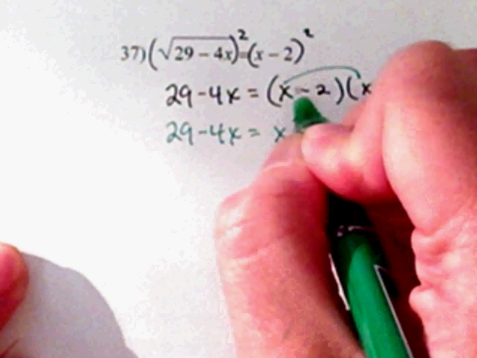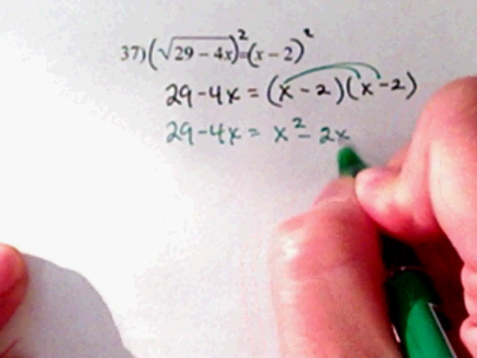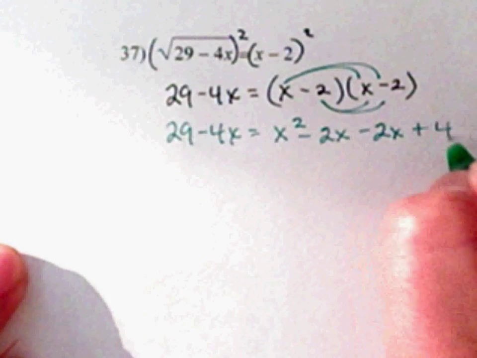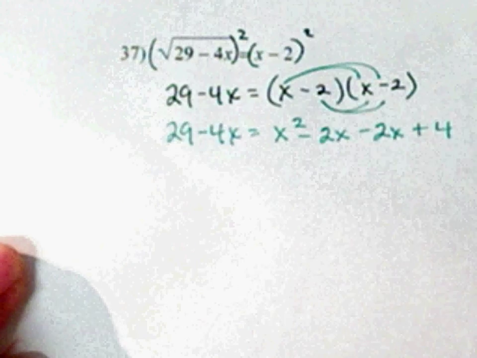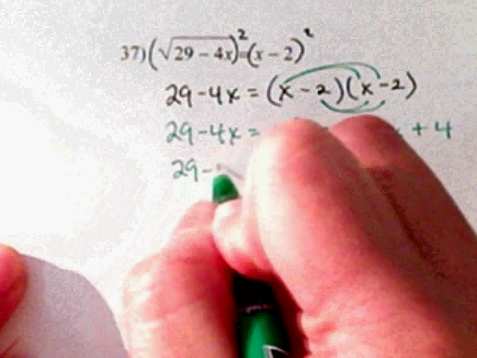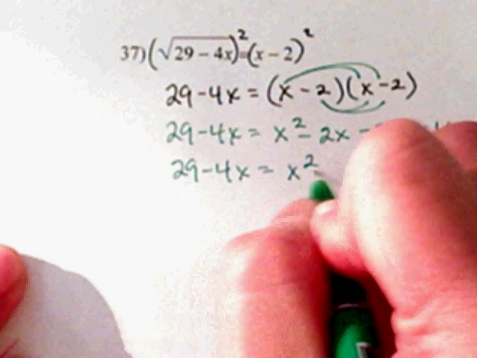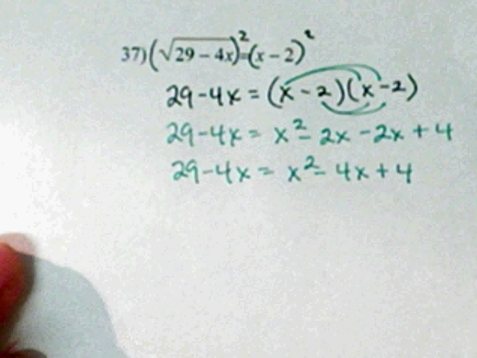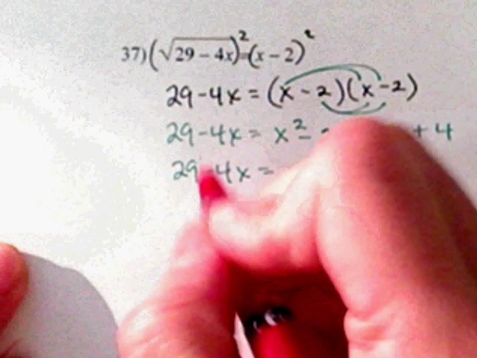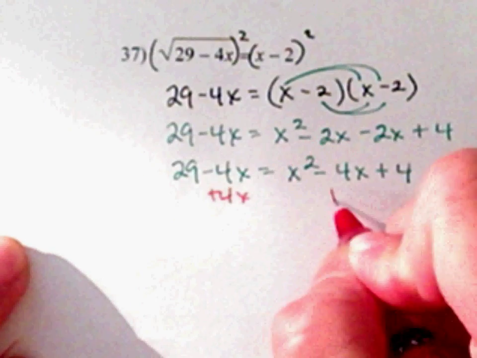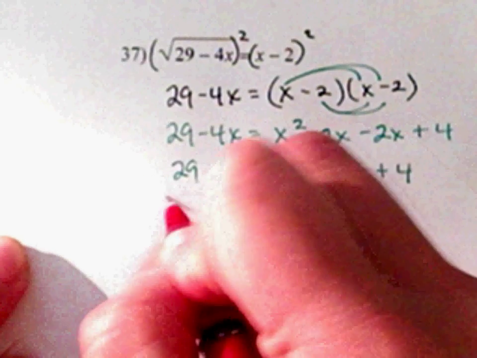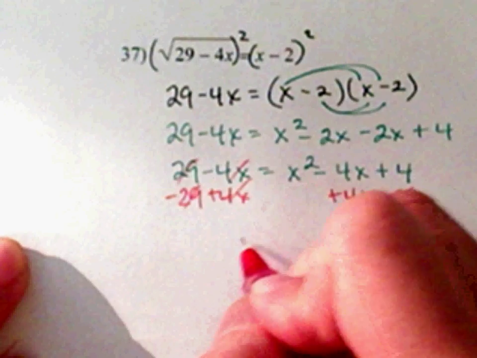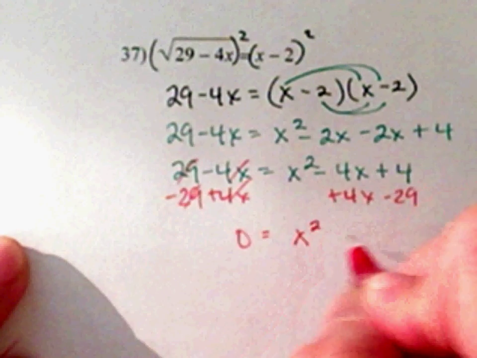Negative 2 times x is negative 2x. Negative times negative is positive 4. Combine your like terms. So 29 minus 4x is equal to x squared minus 4x plus 4. Okay. Next, I'm going to add 4x. What you do to one side, you do to the other. And I'm going to subtract 29. Just like that. So now you have 0 equals x squared, these guys cancel, minus 25.